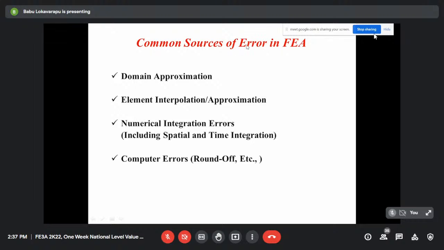What are the common sources of error in FEA? The first one is domain approximation. If you don't do domain approximation properly, it yields wrong results, because I told you clearly that wherever there are critical sections, you need care. I told one case, and also one example in the case of a shaft.